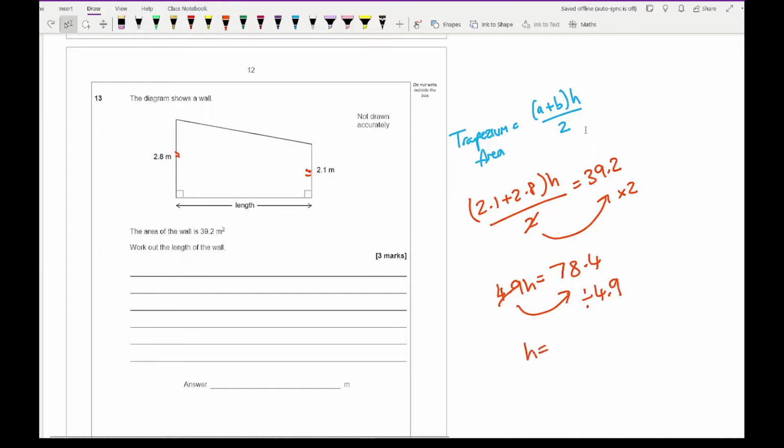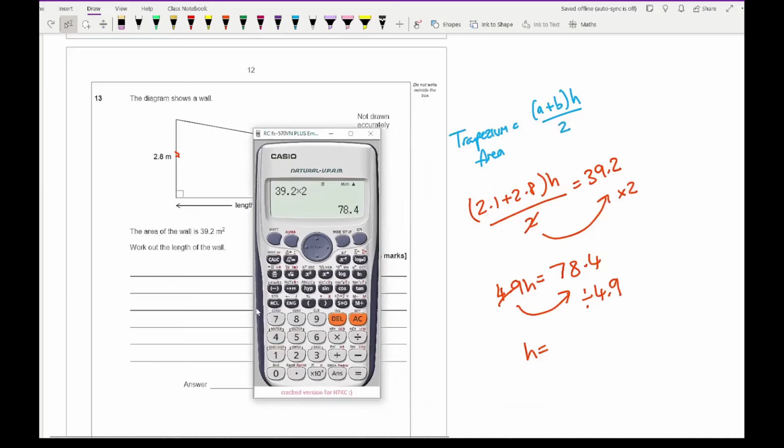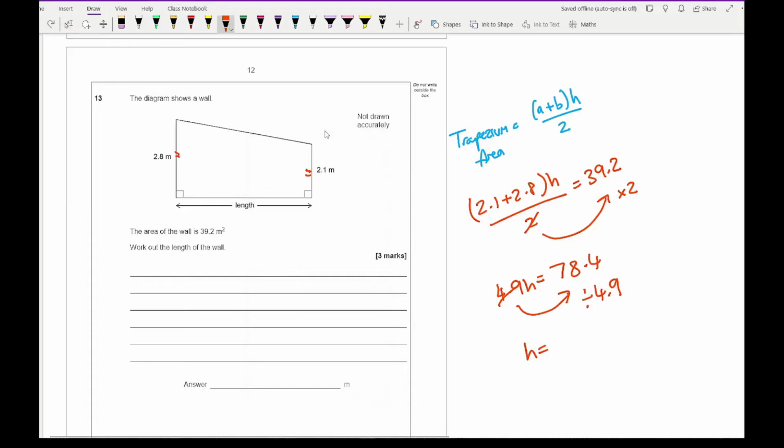So h equals, let's just get that calculator back up, 78.4 divided by 4.9 equals 16. And so the length of the wall is going to be 16.